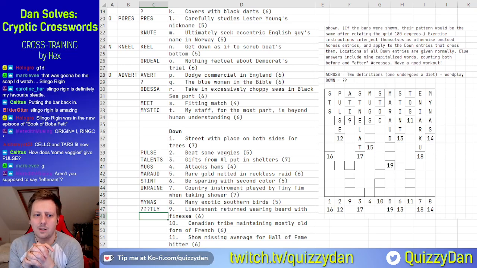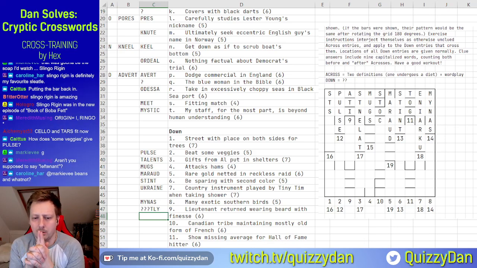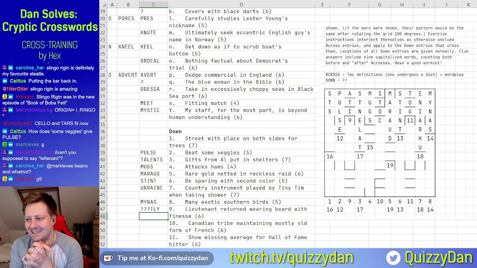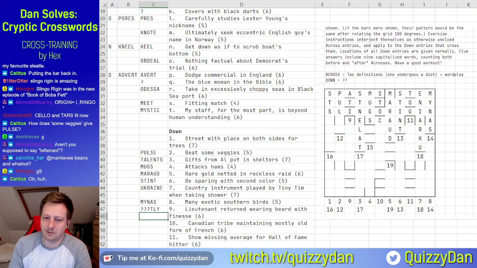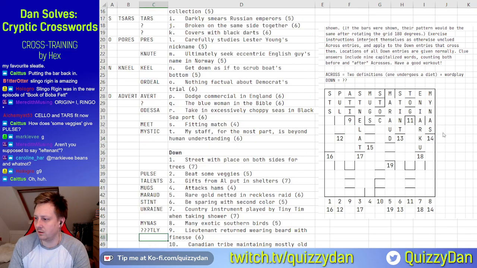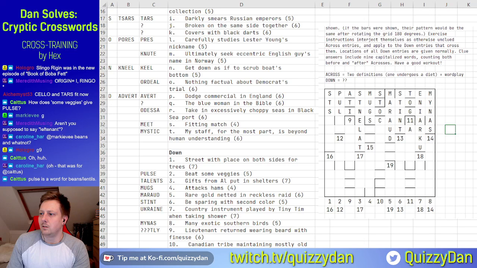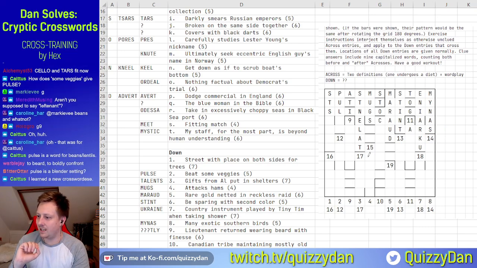That's a good point. Lieutenant is both, isn't it? It's a good point with pulse. Some veggies are pulses, so it would have to be pulses. But I feel like if you beat you pulse, well, I'm going to delete it just in case, but I swear it's pulse at the moment. What was after cello? Tars. Okay, well, at least we know where tars has to go. So we can put that in.